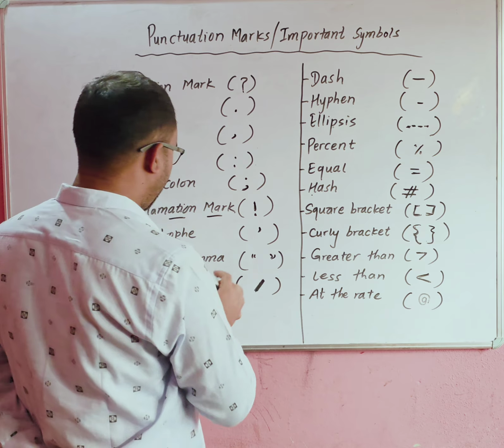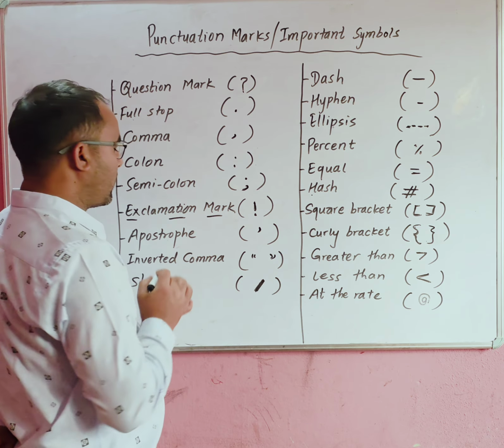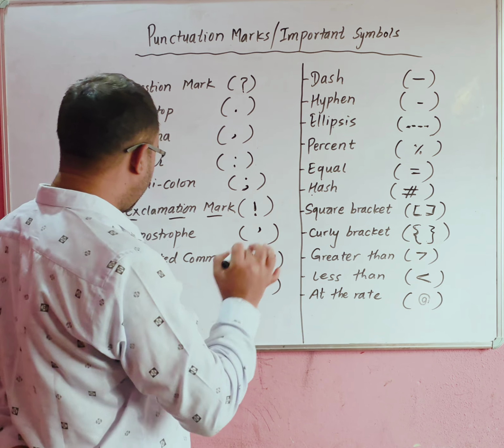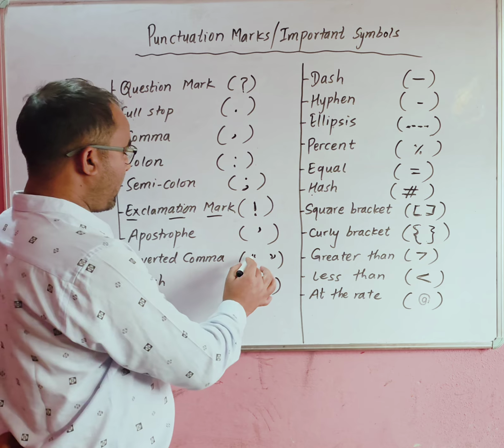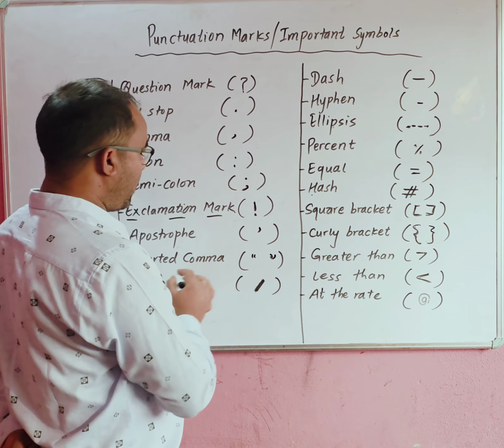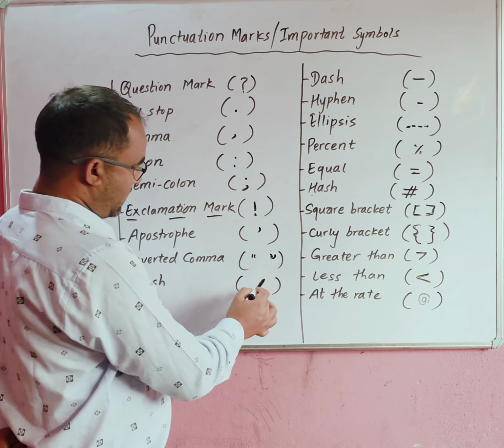Exclamation mark. And this is apostrophe. What is this? Apostrophe. Inverted comma. This is inverted comma. Slash. Look here. Slash.